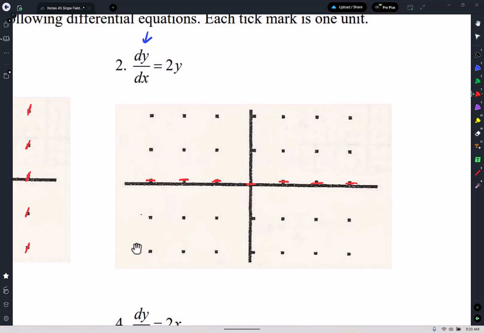If I'm above the x-axis, my slope is positive. So at the y equals 1 line, 1 times 2 is 2. So I'm going to make my slopes of 2. They don't have to be perfect, guys. No one's going to measure you to see that you have the slope of 2. And then the one on top of that, steeper slopes of 4. So just make it steeper.